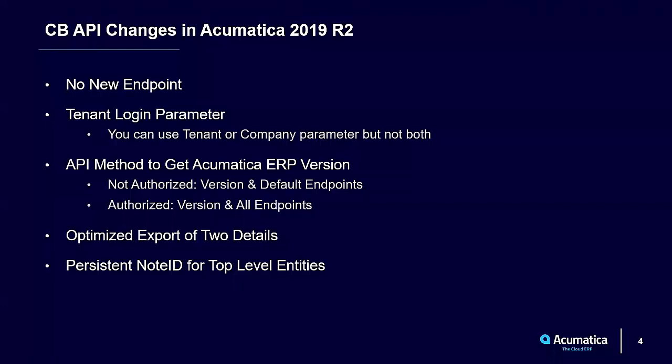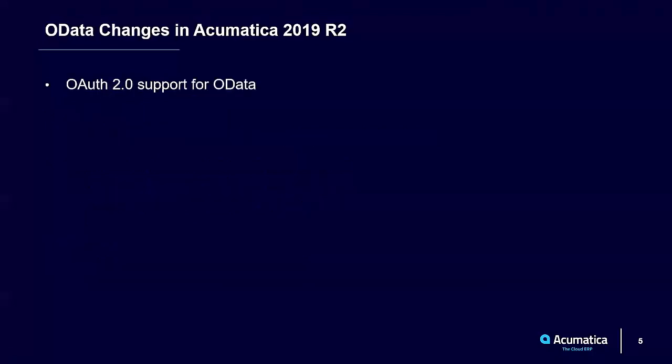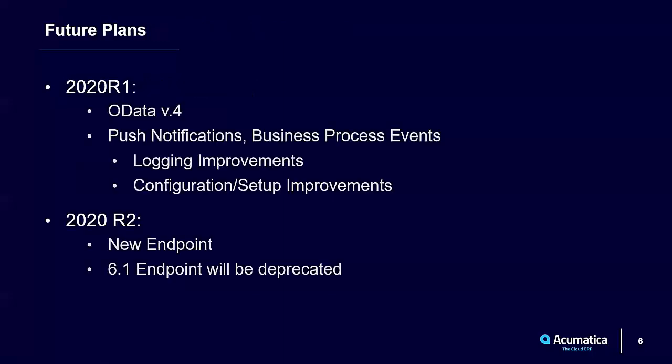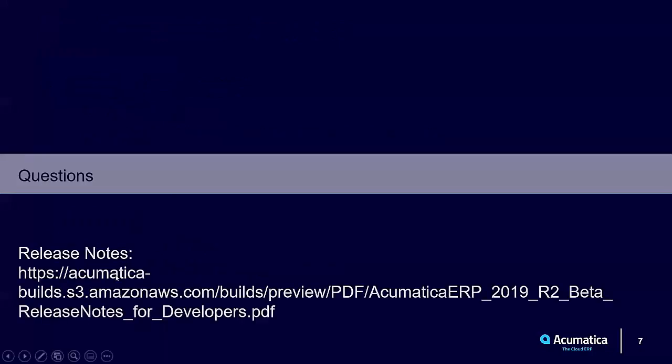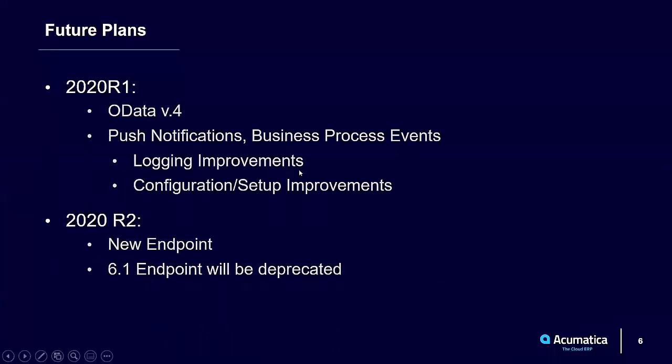Okay, so those are all the changes to contract-based API in Acumatica 2019 R2. There are a couple of other changes, for instance, OAuth 2.0 support for OData. We will not be talking about that a lot. You can always go to the release notes on our portal and read about all the changes that we have. And let's talk about our future plans. Let's talk about things that we are going to do in Acumatica ERP 2020 R1 and Acumatica ERP 2020 R2.